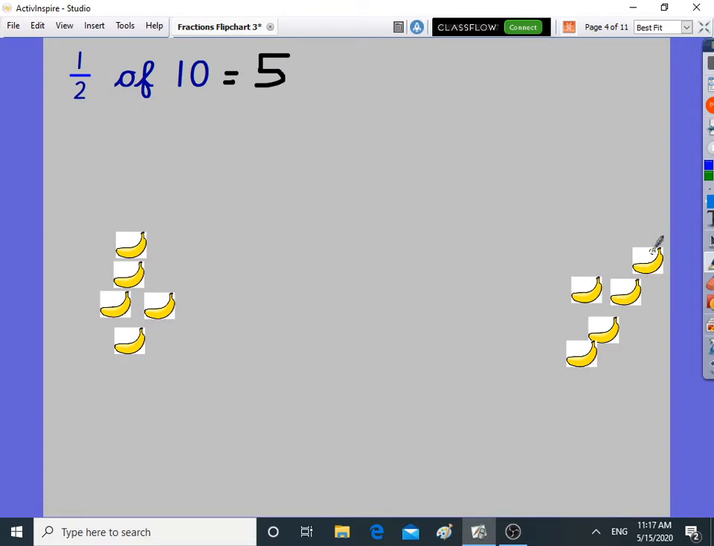Each group has got 5 in it. 1, 2, 3, 4, 5. So half of 10 is 5. So that time we did it with sharing.